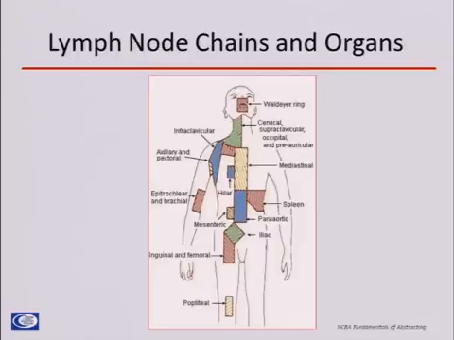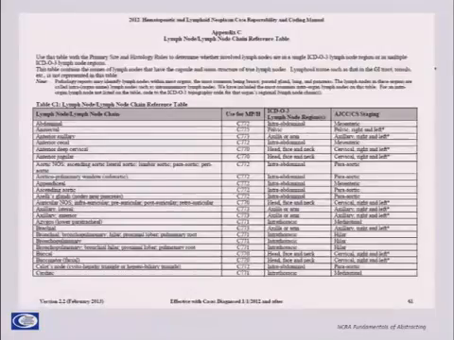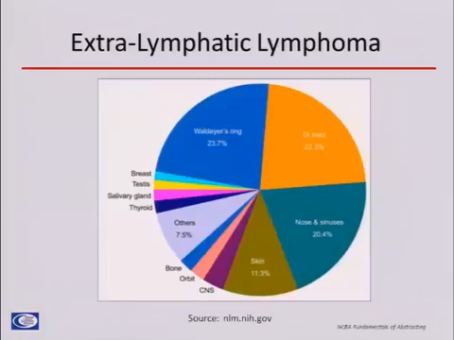Remember the lymph node chains and organs? In Appendix C of the manual, you have all those nodal areas. This is just a nice little diagram. But here is Appendix C again. So remember that Appendix C is there. It's a really great reference for solid tumors and liquid tumors.